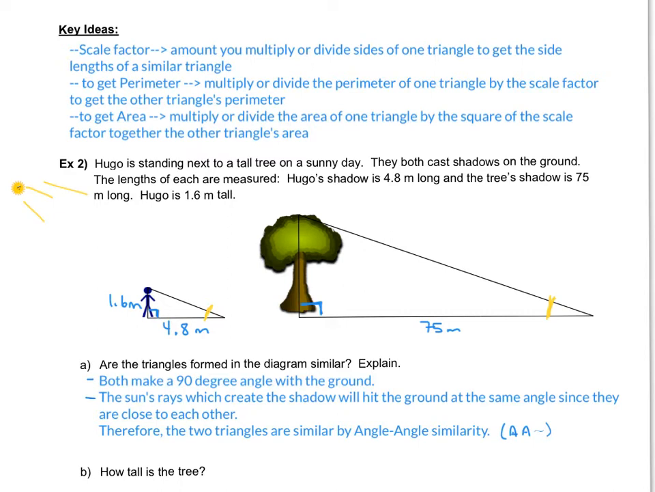Now our next job is to find how tall the tree is. So we could let h represent the height of the tree in meters, and then we can set up our proportionality. We know that the height of the tree would correspond to the height of Hugo, and the length of the tree's shadow would correspond to the length of Hugo's shadow. So we can set up that proportion, which I'll do on the next slide.